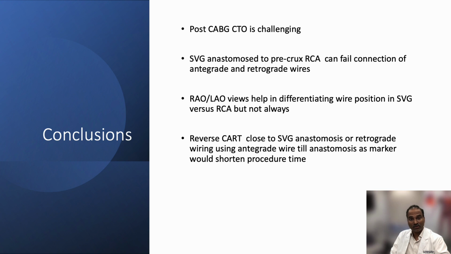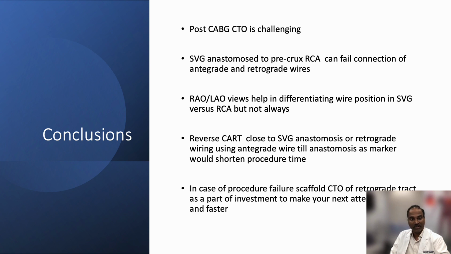Reverse CART close to the SVG anastomosis, or retrograde wiring using the antegrade wire positioned till the anastomosis as marker, would shorten procedure time. In case of procedural failure, scaffold the CTO of the retrograde tract as a part of investment to make your next procedure smarter and faster.